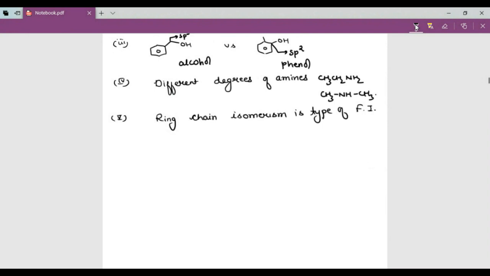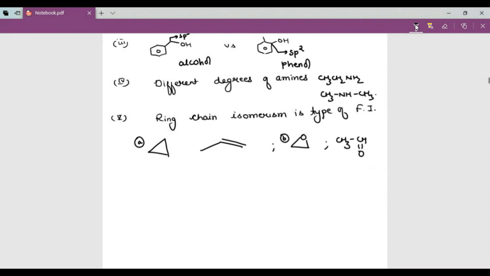Ring chain isomerism, example number 5, is ring chain isomerism. When one of the isomers is a ring, a cycle, and another is an open chain, then it is called ring chain isomerism. See this and CH3CH. This is our pair number 1, this is our pair number 2. Basically, they have different functional groups. This is an alkane, cycloalkane. This is an alkene, this is a cyclic ether.